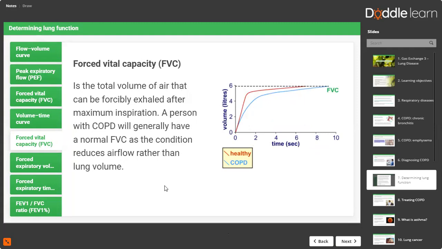So again, your forced vital capacity, as a recap, is a total volume of air that can forcibly be exhaled after maximum inspiration. A person with COPD will generally have a normal forced vital capacity, like we said before, as the condition reduces airflow rather than lung volume. So again, whilst it might take them longer to get that forced vital capacity, they still reach that same volume. Again, if they weren't reaching that same volume of a normal healthy person, that could be signs that it could be another disease or illness.